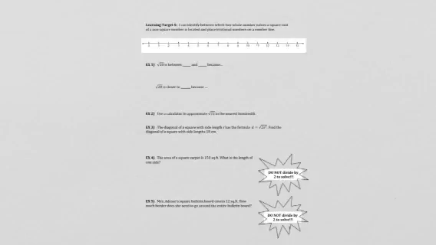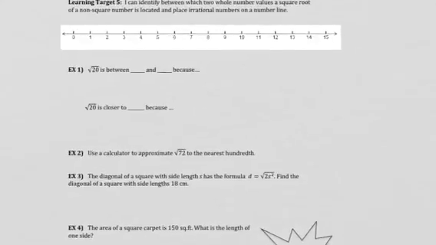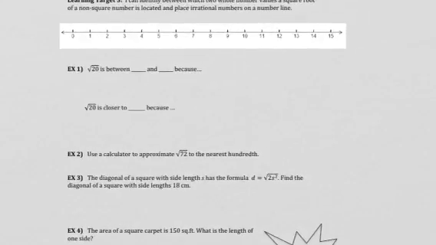In this video, you're going to learn how to determine where an irrational square root is on a number line. So the first thing I would like for you to do is to complete the number line with square roots instead of their equivalent whole numbers.